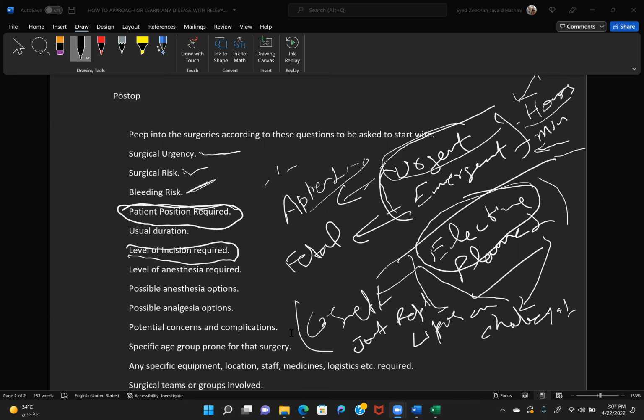Okay. So, what will be the level of anesthesia required? Yes, Zishan, you were saying. Anyone else, if you want to speak out, please feel free to speak. I will be very happy to get all of you involved. Please, anyone. What level of epidural, for example, will be required for a laparoscopic cholecystectomy, sir?